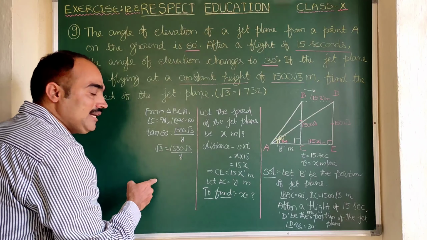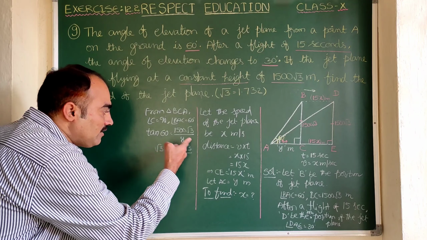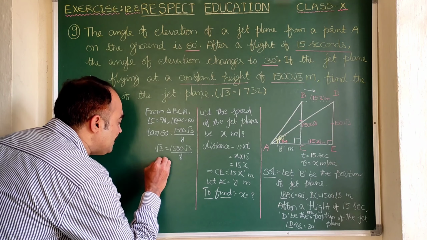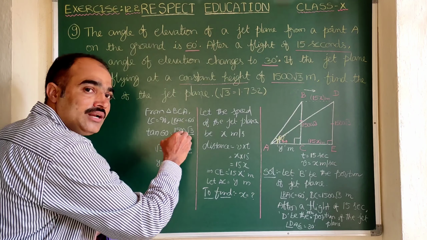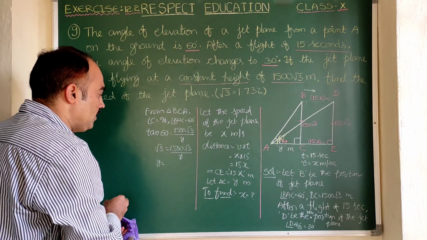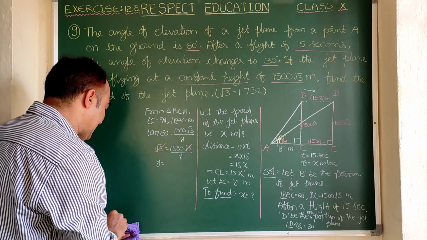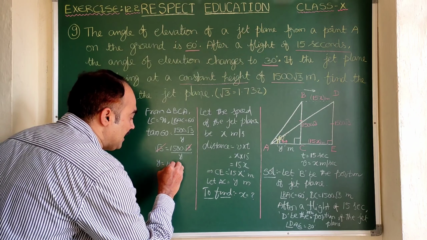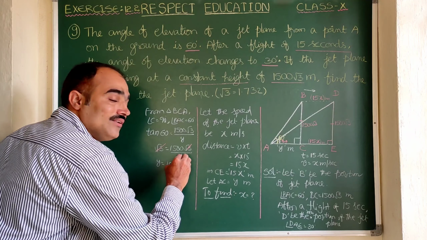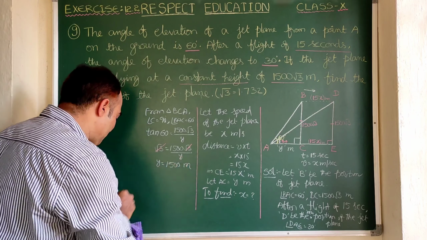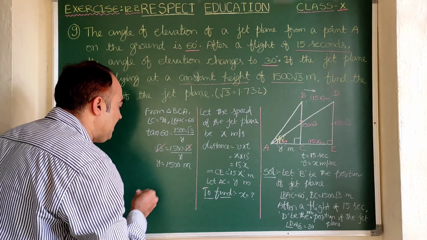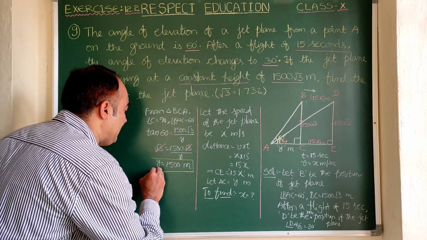On cross multiplication, root 3 into y is equal to 1500 root 3. Therefore, y is equal to 1500 root 3 by root 3. In that case, root 3 gets cancelled. So we get y as 1500. Since y is the distance, 1500 meters. Now we have got the value of y.